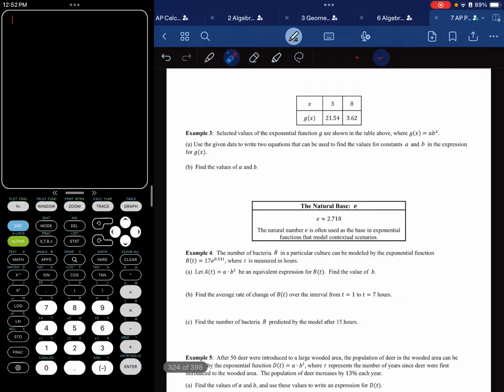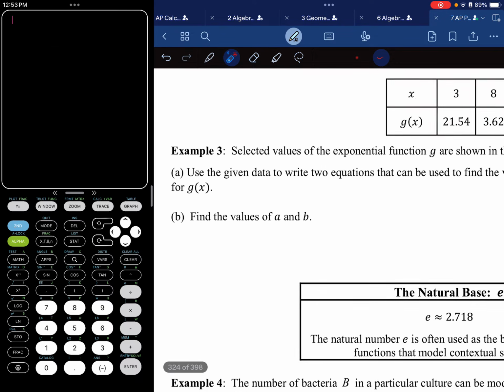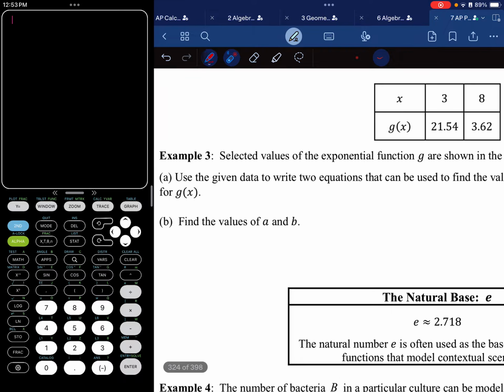So here's a table. We need to first write the 2 equations that can be used, just like we did in the last problem, and then actually use the calculator to find those values of a and b. Okay, so the first equation, again, we have to memorize the general form of an exponential equation. Do the output first, 21.54, and that's going to be equal to a times b to the power of 3 in this case.